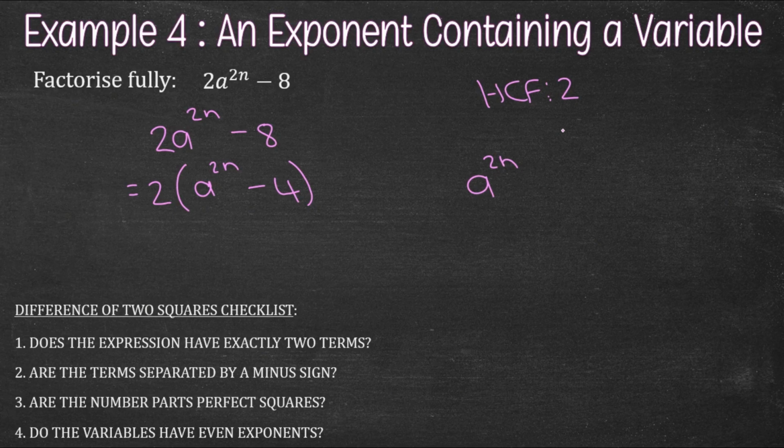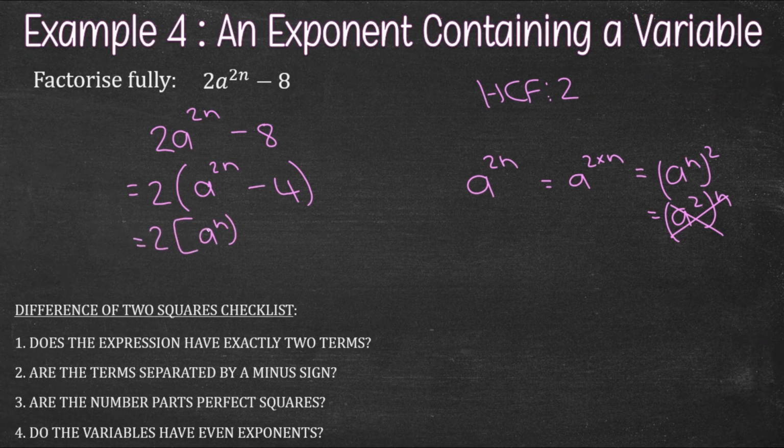Now, this 2n actually means, let me show it to you, 2 times n. And our exponent law says I can write it like this as well, or you can write it like this. But for this example, this is not going to work because I'm looking for a variable that has an even exponent. And this variable, a to the power of n, in the brackets, is my package, my variable, and it has an even exponent. So I can rewrite this as follows: a to the power of n all squared minus 4. Now all the conditions are met for the difference of squares.